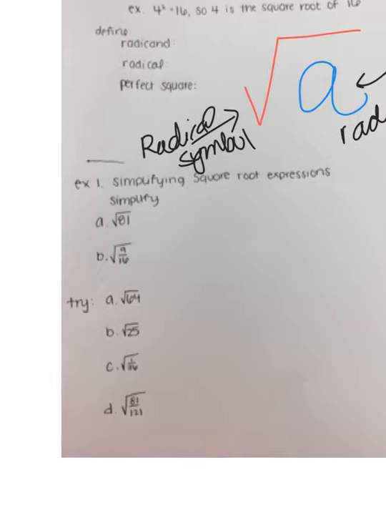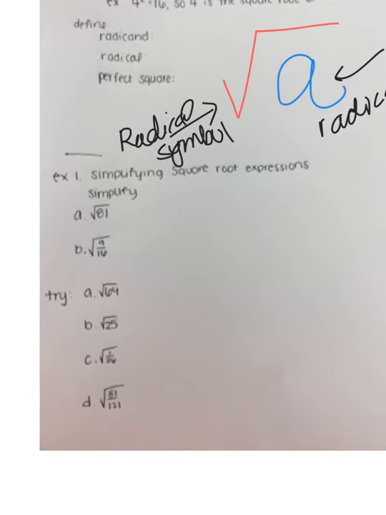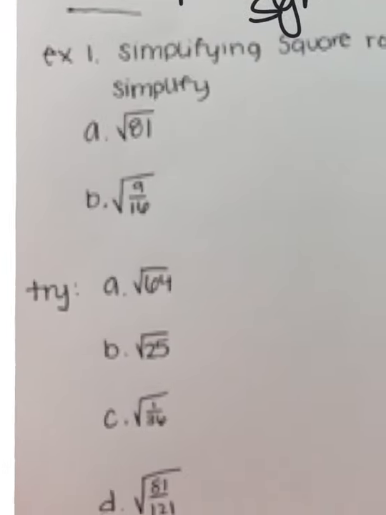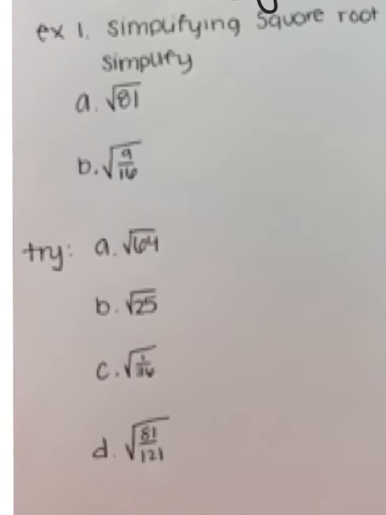Okay, so let's try these examples right here. In example 1, it's simplifying square root expressions. So we want to find the most simplified form of each expression. When we're looking at the square root of 81, we want to think, how can you find a square root, or find a number that we can multiply by itself to get a product that's equal to the radicand? So basically I'm asking myself, what times what gives me 81? And hopefully you remember that that is 9, because if I did 9 squared, I'd get 81. So my answer must be 9.